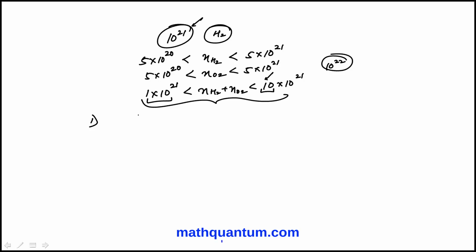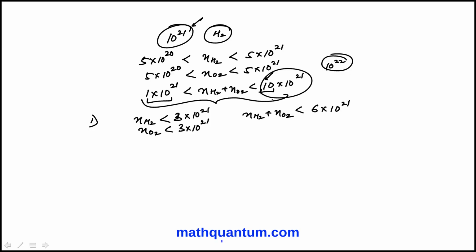We're told that the number of molecules of both hydrogen and oxygen are both less than 3 times 10 to the 21. So if I add these two up, that gives me a constraint on their sum, which is 6 times 10 to the 21. So this piece has been replaced with an upper limit of 6 times 10 to the 21.